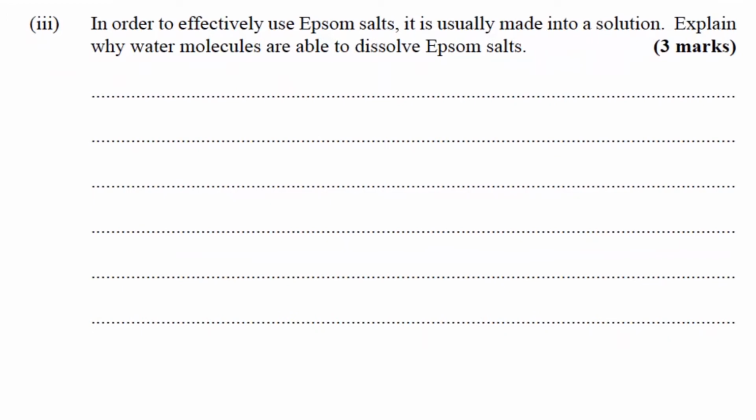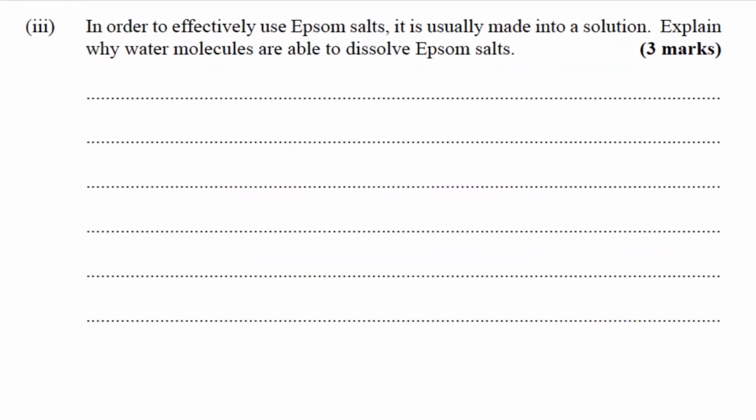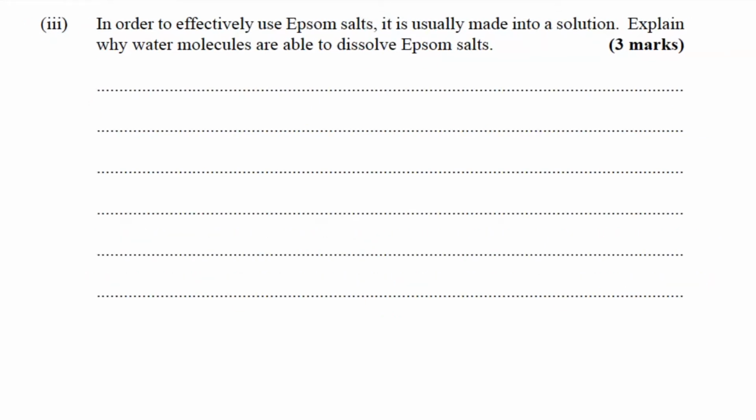Part 3 of A. In order to effectively use Epsom salts, it is usually made into a solution. Explain why water molecules are able to dissolve Epsom salts. So first things first, magnesium sulfate is in Epsom salt, and magnesium sulfate is an ionic compound. Water is a polar substance. Like dissolves like. So water, which is polar, can dissolve ionic substances.